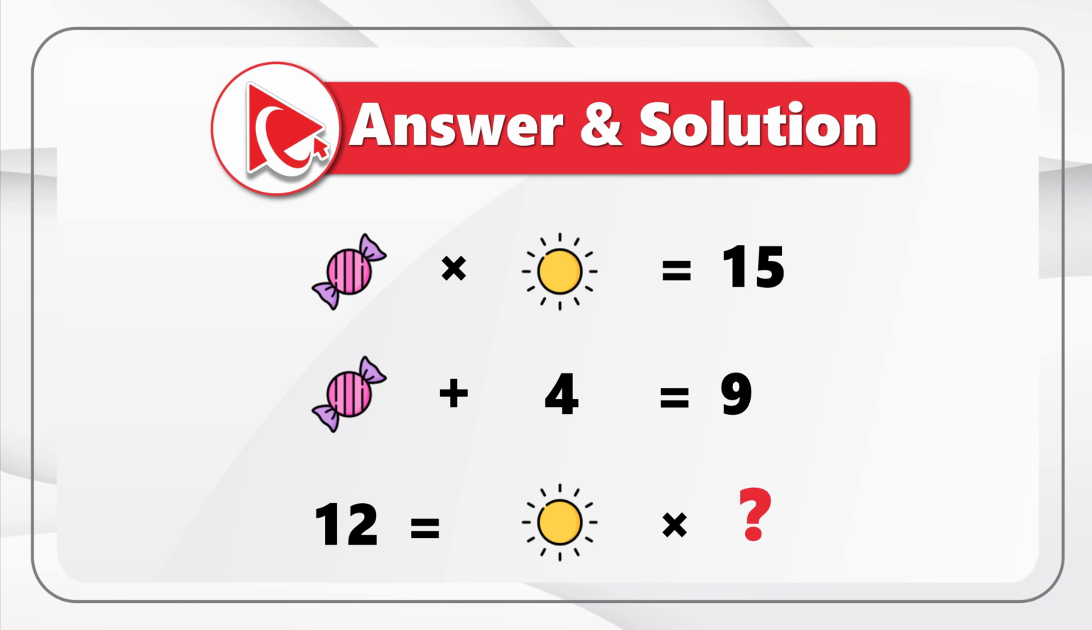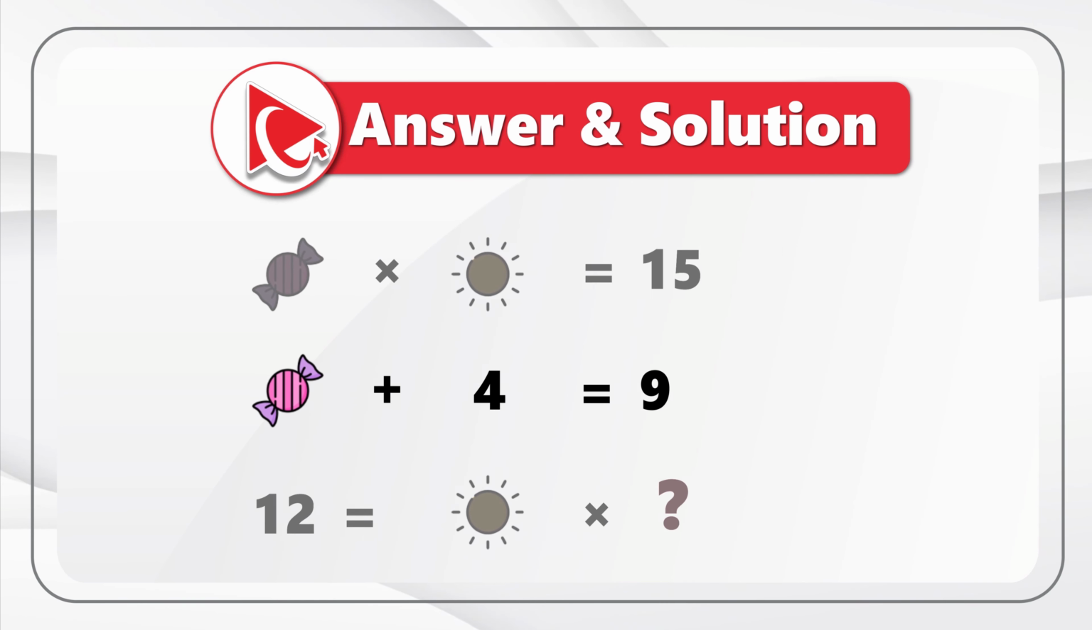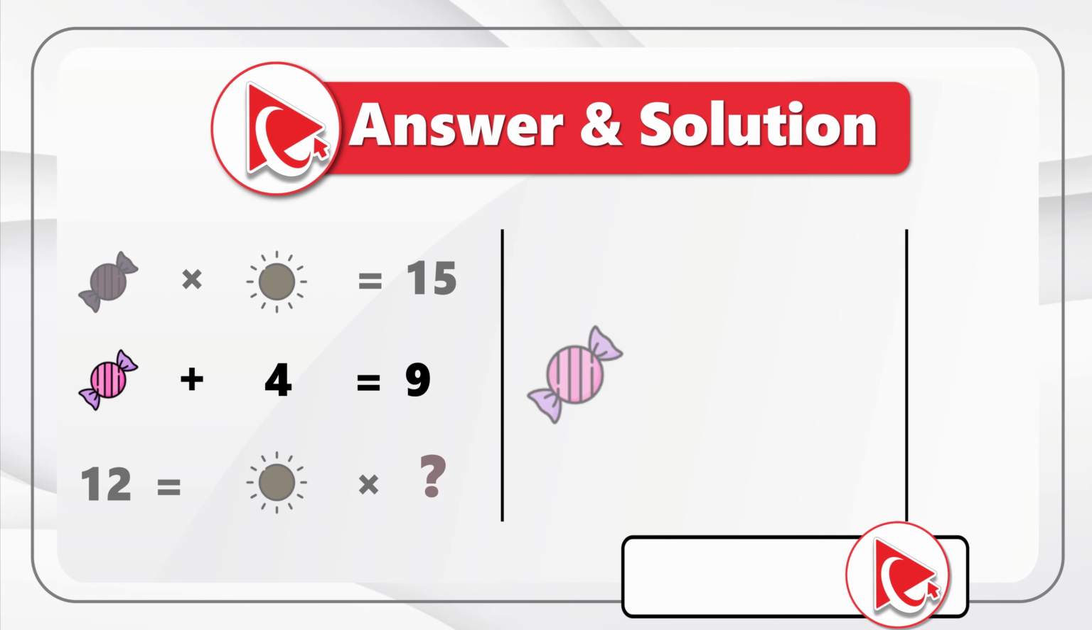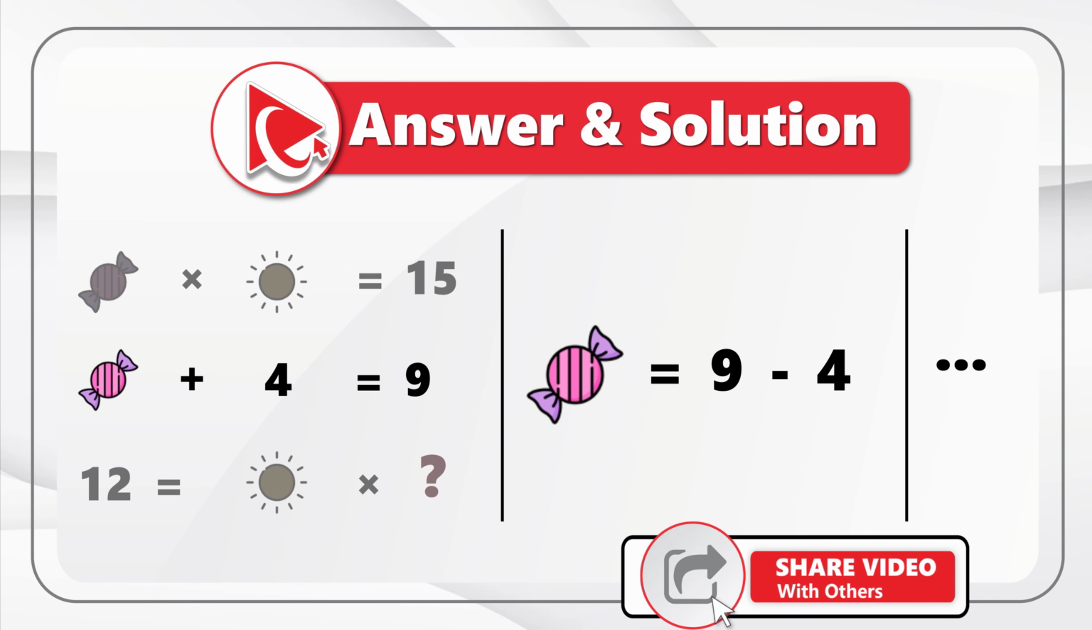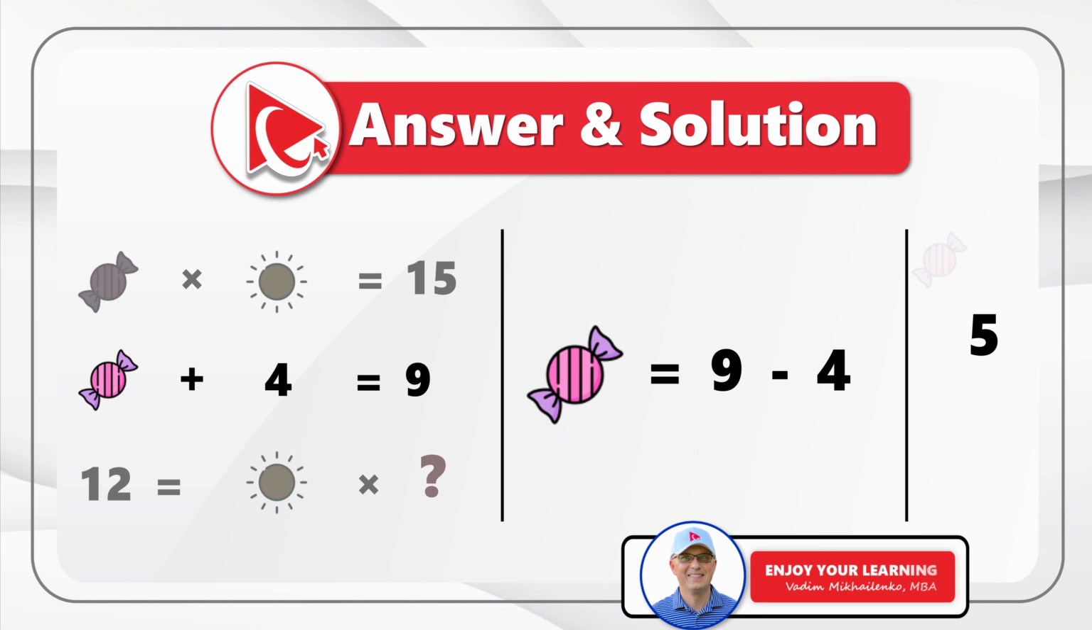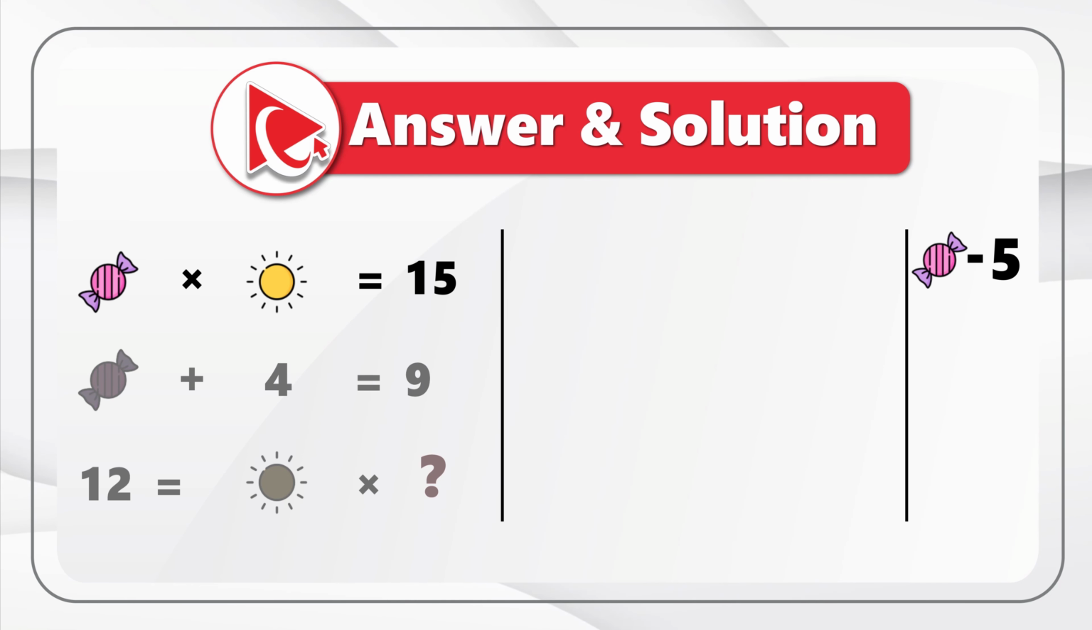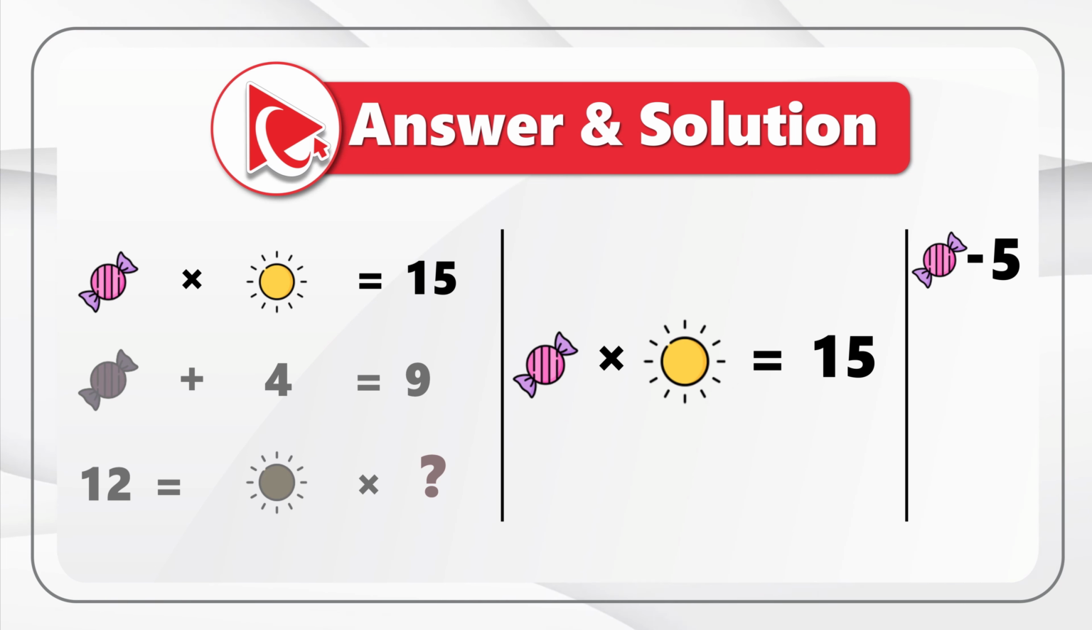This set of expressions looks unsolvable, but in reality, if we start with the middle expression, we can actually solve it. Let me demonstrate. Let's start with the expression candy plus 4 equals 9. Believe it or not, we can actually calculate it. Candy would be equal 9 minus 4, and we can calculate the value for candy, which would be equal to 5. Now, knowing the value of candy, let's focus on the top expression. Candy multiplied by sun equals 15. We know that the value of candy is 5, and when we substitute candy, it would be 5 multiplied by sun equals 15. So the calculated value for the sun would be 3.